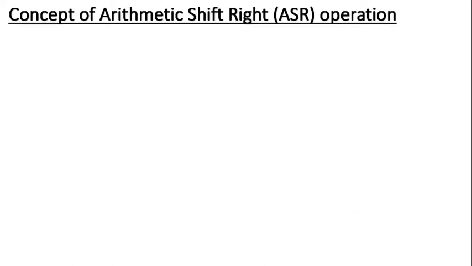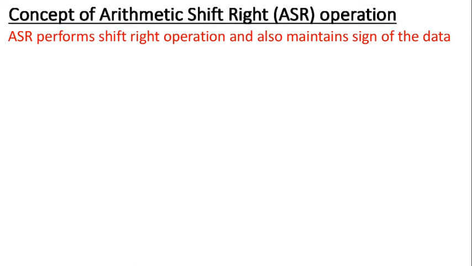Now next, before we actually start the Booth's algorithm flowchart, here is the concept of arithmetic shift right operation. This concept is extremely important, and you should not get confused by the arithmetic shift right operation. So arithmetic shift right, ASR, performs the shift right operation on the given binary data and also maintains the sign of that data. So it performs shift right and also maintains sign.